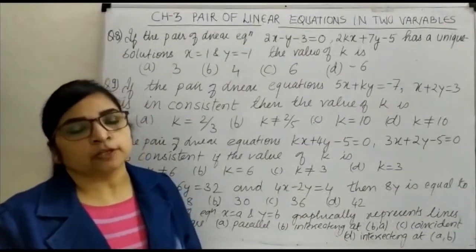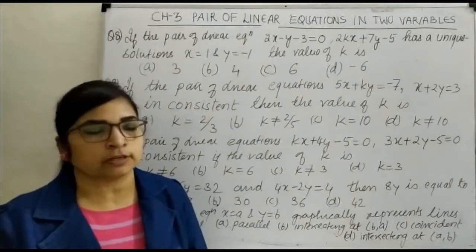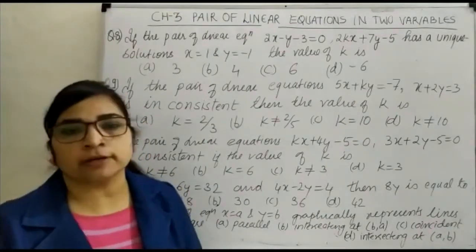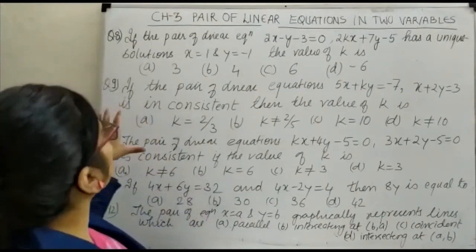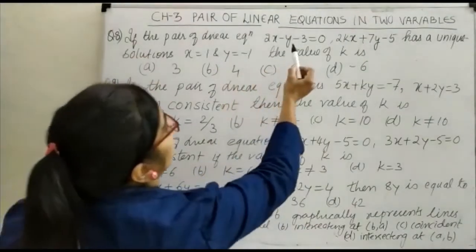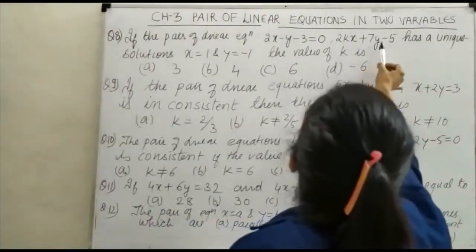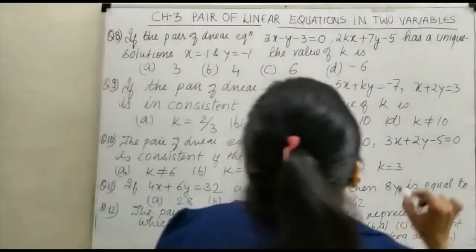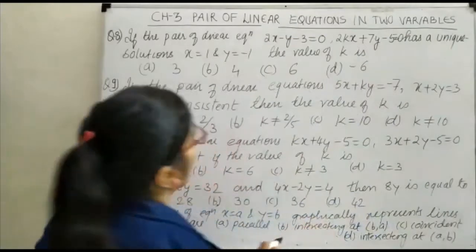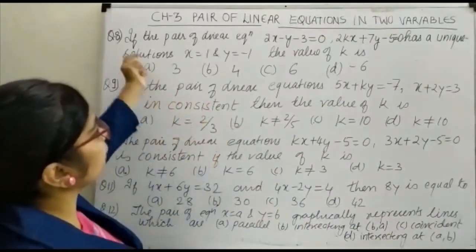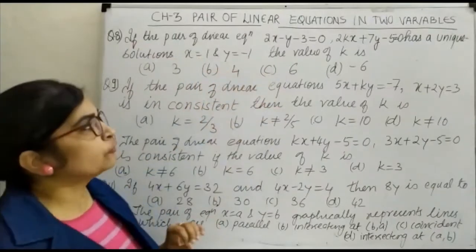Everyone, welcome to chapter 2, session 2 for discussion of multiple choice questions. We have already discussed question number 7 and we are here with question number 8. Now question number 8 is: if the pair of linear equations 2x minus y minus 3 is equal to 0, 2kx plus 7y minus 5 is equal to 0, has a unique solution. Here it is given that this solution is unique having the value x is equal to 1, y is equal to minus 1, then the value of k is.